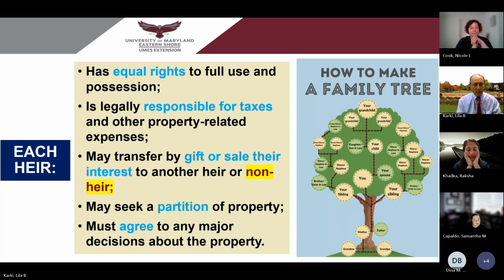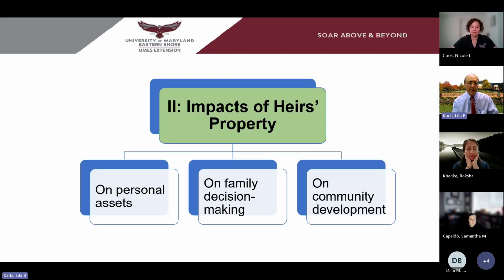And all potential heirs of that particular property have equal rights to full use and possession of that property, and each heir is legally responsible for taxes and other property related expenses, and each heir may transfer their portion or fraction of interest by gift or sell their interest to another heir, which would be okay. But when an heir transfers his interest or fraction of property to a non-heir, then that creates a serious problem. And each heir may seek a partition of property, but all heirs must agree to any major decision that we would like to make to develop that land in a better way, or use that land in the best possible ways. And what are the impacts of heirs property?